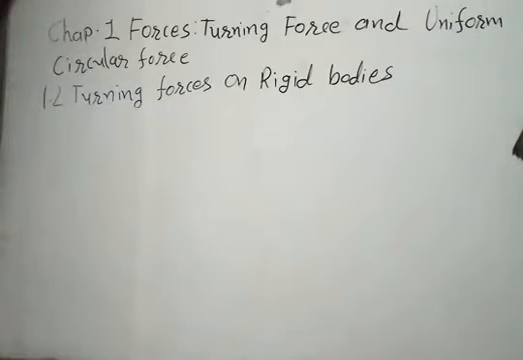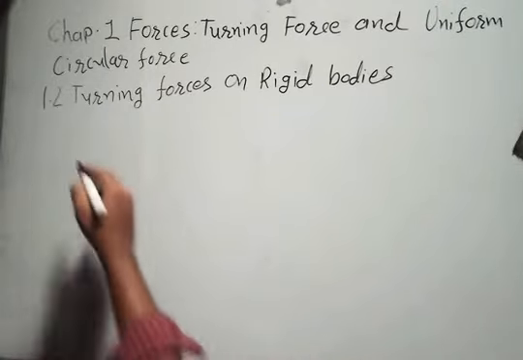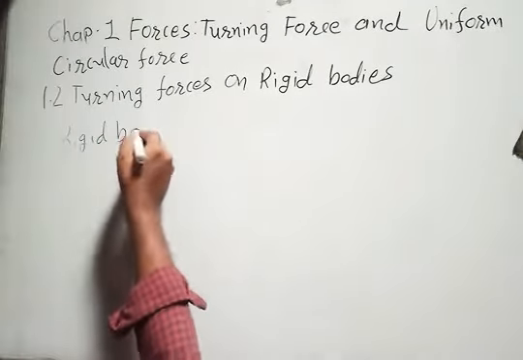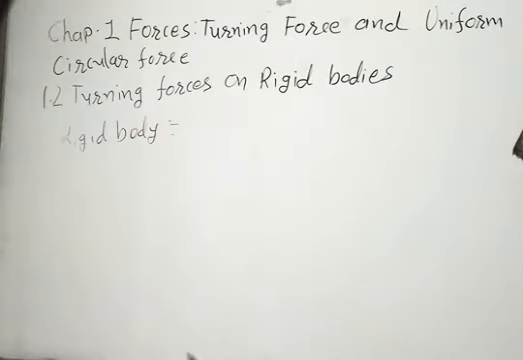Now today our topic is ICSE Standard 10 Chapter 1: Forces, Turning Force and Uniform Circular Motion. Turning forces on rigid bodies. Initially we discuss rigid bodies. Here we write the definition of a rigid body. Now what is the definition of a rigid body?